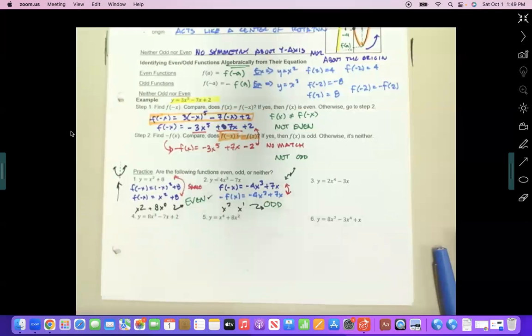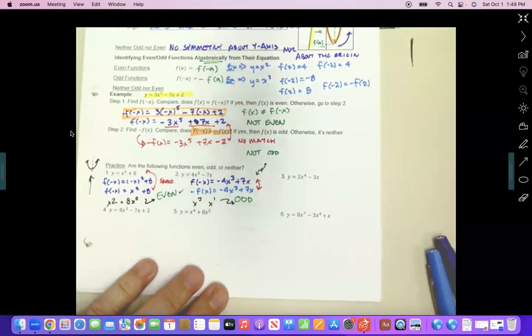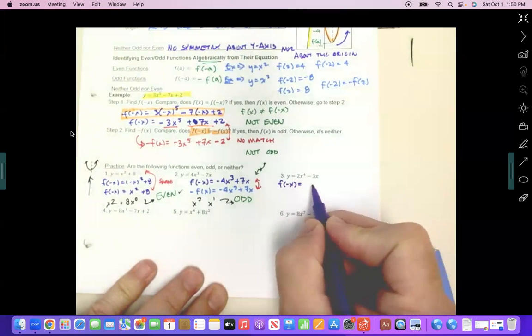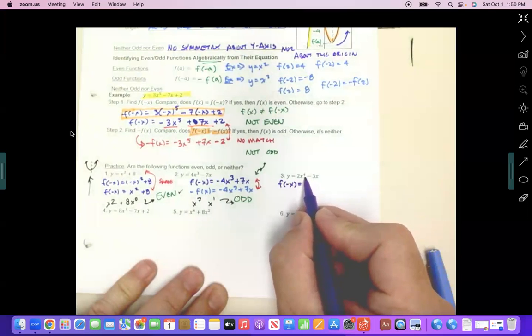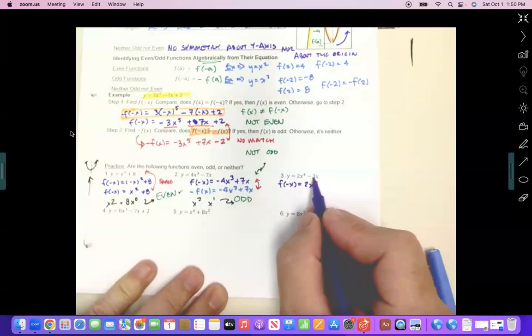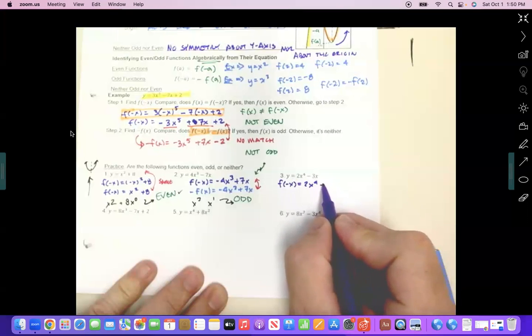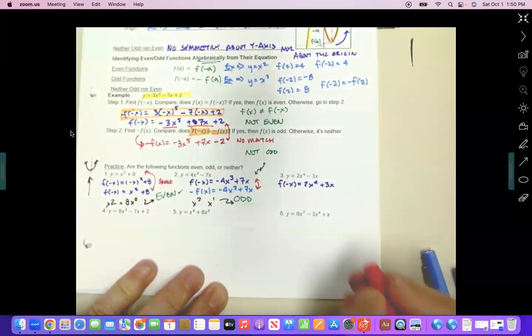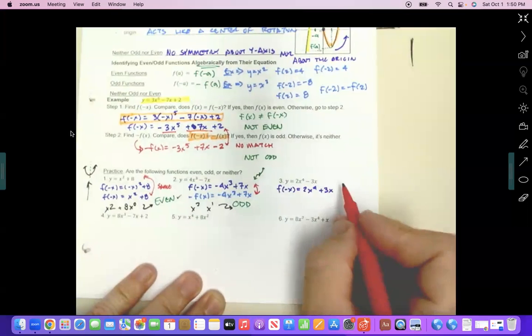Let's take a look at our next one. And again, looking at this algebraically, f of the opposite of x, when we take it to the 4th power, will give us a positive x to the 4th times 2. And then a negative x times a negative 3 gives us a positive 3x. These are not the same.